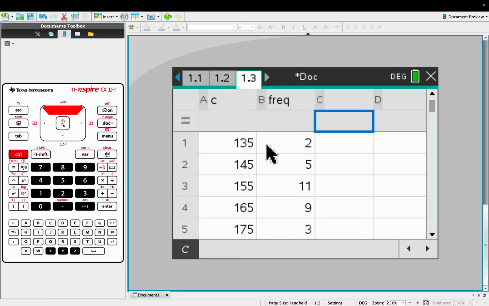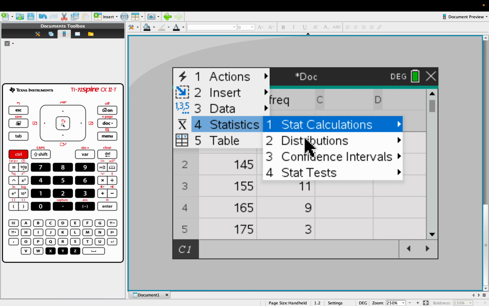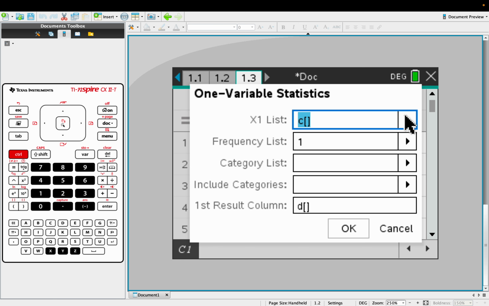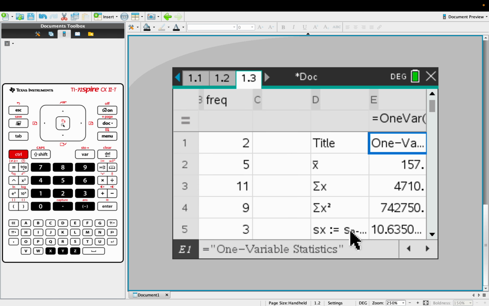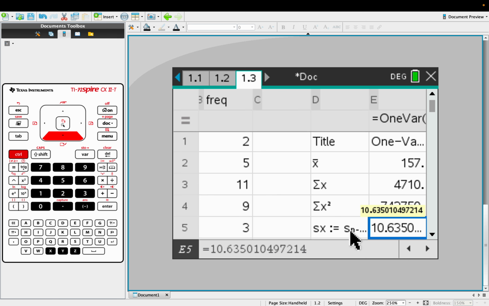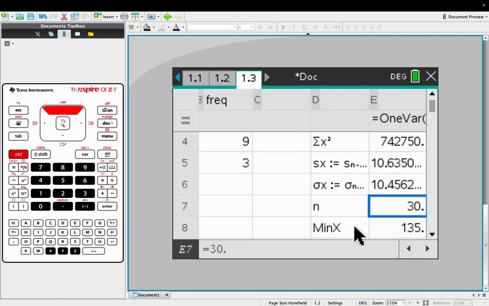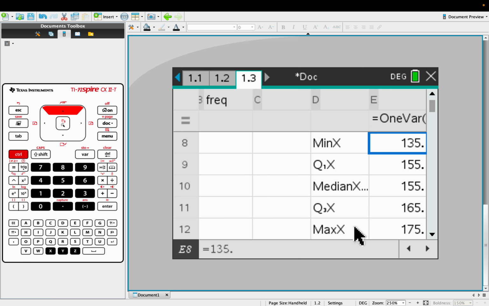And finally, one more time, let's go through menu, statistics, stat calc, one variable. The X is the variable, which now we call C, and the frequency list, remember, we called freq. And off we go, and there we go. The mean, X bar, is 157. The standard deviation is 10.5. There were 30 items in this data set, 30 students with their heights. The minimum height, you can see, the median height, the maximum height, and max minus min would give us our range. I hope that helped.